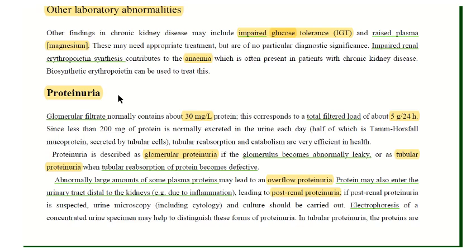الآن نأخذ موضوع البروتينيوريا. The glomerular filtrate normally contains about 30 mg per liter protein. This corresponds to a total filtered load of about 5 gram per 24 hour.